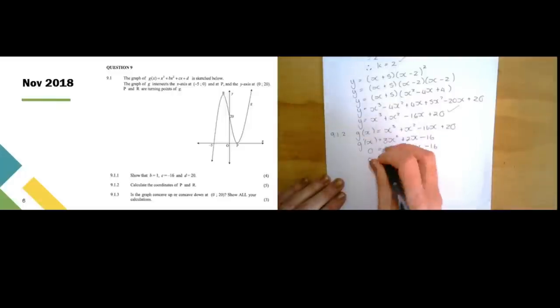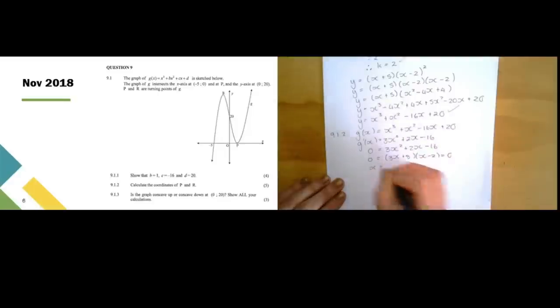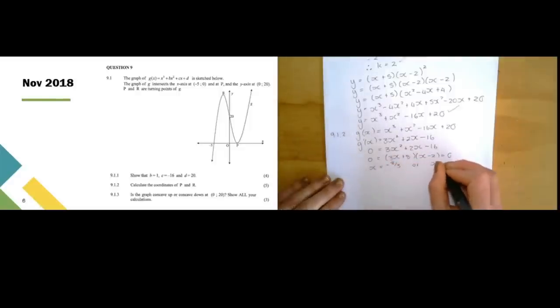If I factorize this, my two brackets are 3x plus 8, and my other bracket is x minus 2, equal to 0, which means x is equal to negative 8 over 3, or x is equal to 2. Read your question again. It says, calculate the coordinates of P and R. We've only got the x values. We must still get the y values.